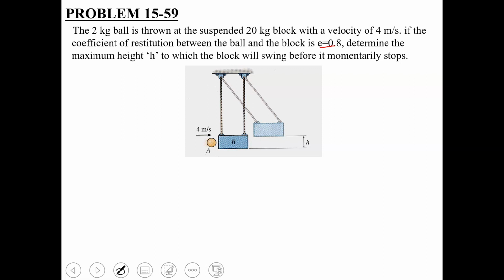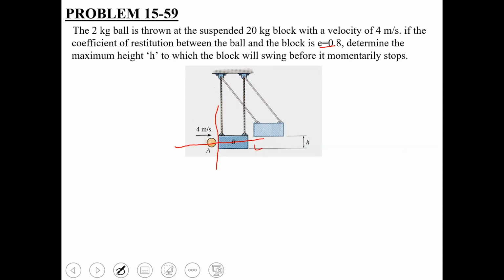So as a result of this collision, block B is going to get some momentum. What should be the maximum height attained by this block after this collision? You have to find out that maximum height h. So first of all, is it a case of central impact or oblique impact? Sir, from the figure it is central. So from the figure it is clear that this is a case of central impact.